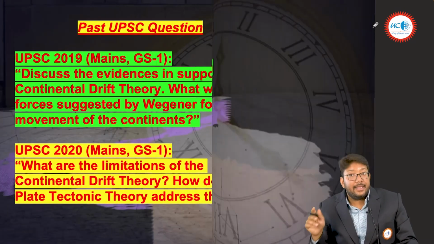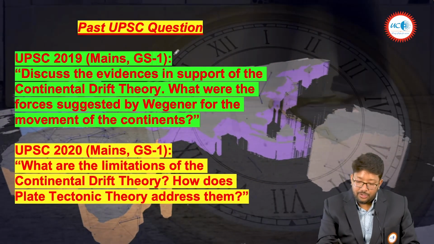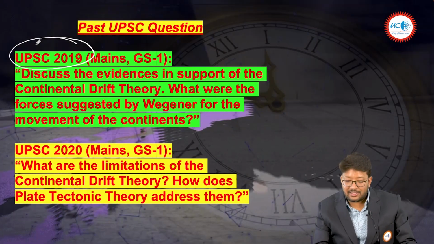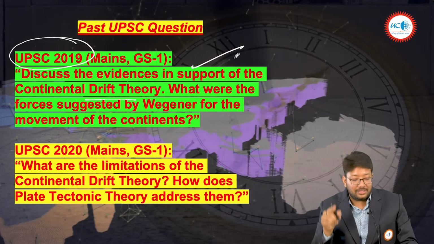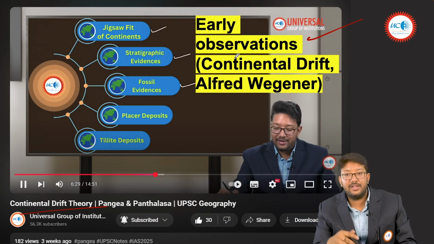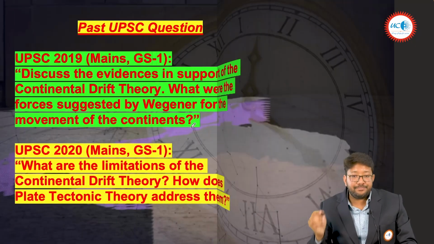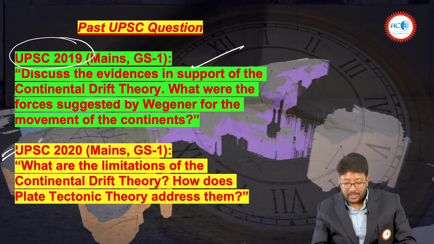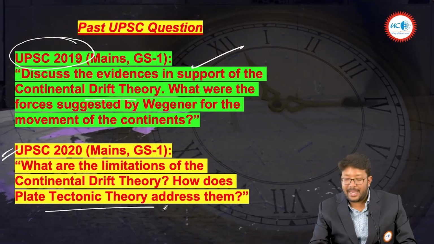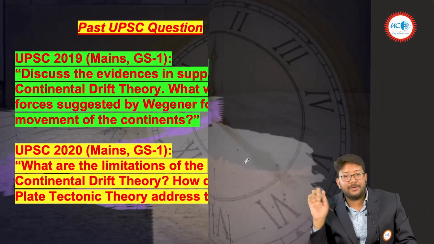Okay, and in UPSC also this question was asked. See, in UPSC 2019 Mains GS1: discuss the evidences in support of continental drift theory. These evidences are written here, as you can see: jigsaw fit of continents, stratigraphic evidence, fossil evidence, placer deposits, and tillite deposits. Okay, and in UPSC 2020: what are the limitations of continental drift theory? How does plate tectonics address them? This is a blend of this particular chapter and that chapter.